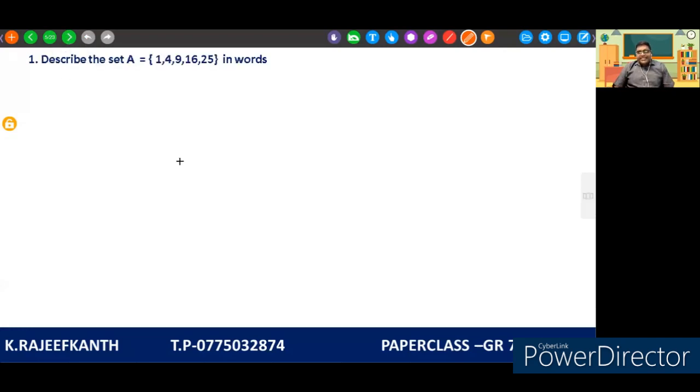describe the set A. Here 1, 4, 9, 16, 25, in words. Here they have listed out the elements of the set, right? So you have to describe this set A in words. We already learned last week that we can write a set in 3 methods in grade 7. Right? First one, describing method. Second one, list out the elements. Third one, show it in a Venn diagram.